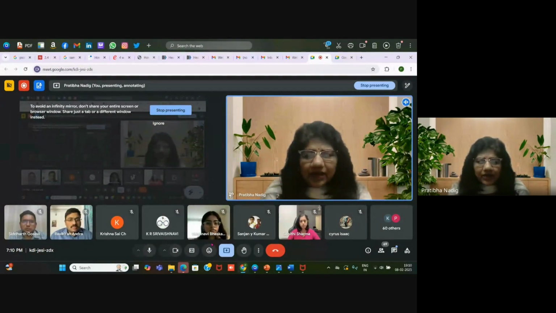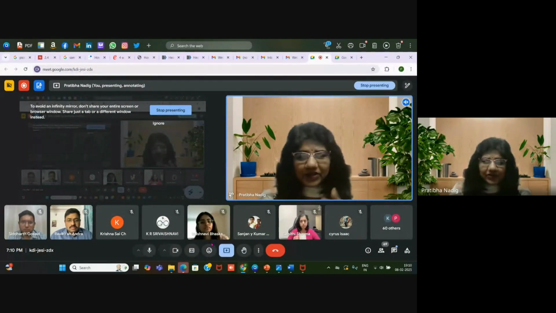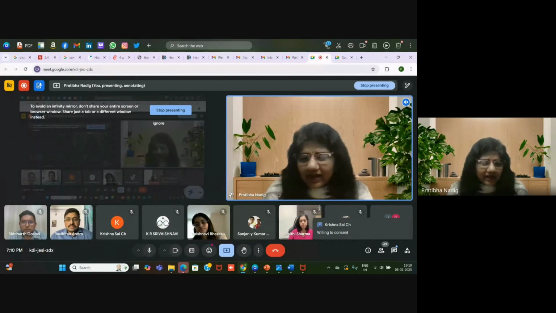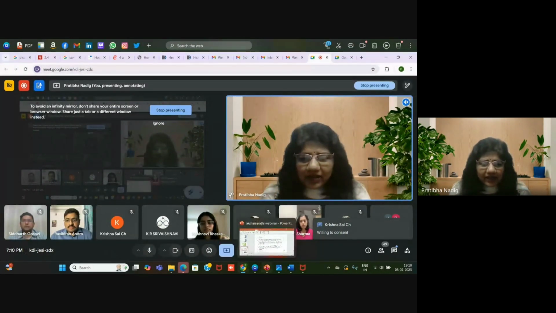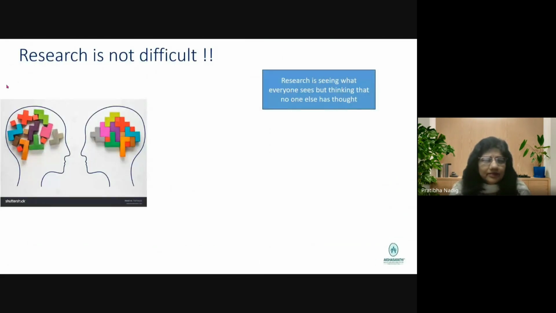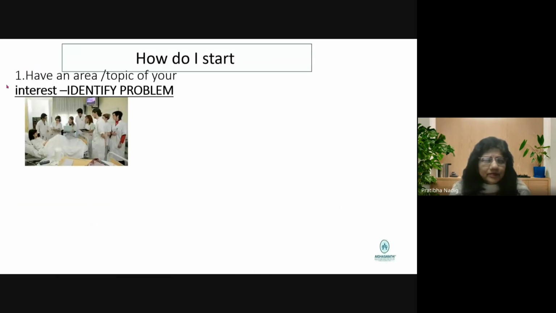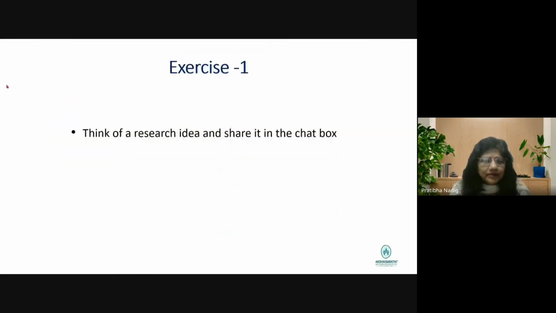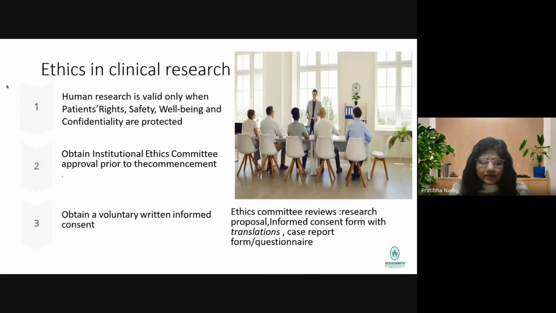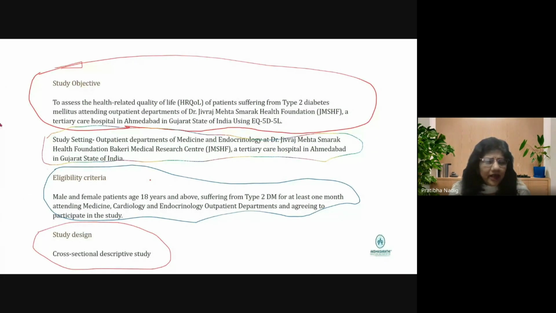What was missing? They have written who has to be included. Anything else to be mentioned? What about the exclusion criteria? That it is not mentioned. As I said, HRQL, whatever it is, they should have mentioned the exclusion criteria. That is missing there. So, sorry. So that is missing. And study design, they have taken a cross-sectional descriptive study.